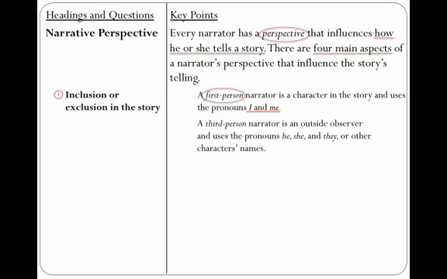A third-person narrator, on the other hand, is an outside observer and uses the pronouns he, she, and they, or other characters' names. So this type of narrator is going to be the eye in the sky that we've talked about in class. The narrator is going to look down at all of the characters and see what's happening, and then describe what's happening to the reader.